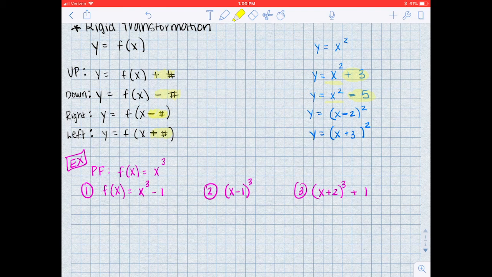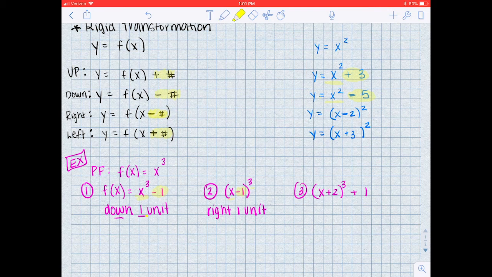So on problem number 1, I see the parent function x cubed, and after it I see minus 1. So that corresponds to going down 1 unit. It's very important that you're telling me the direction, which is down, and how many, which is 1 unit. Looking at the second example, I see a minus 1, but it is on the inside of the parent function. So minus on the inside means that I went right 1 unit.